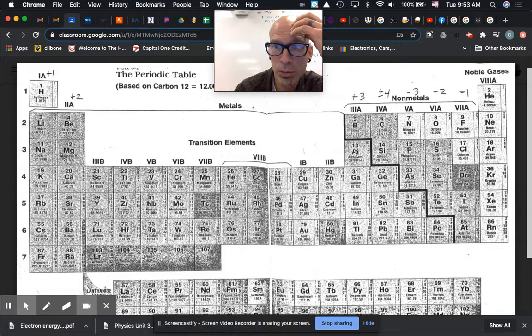Okay, aluminum, left side of the line. It's not one of the metalloids. It is a metal. And then next we have carbon. Carbon is a nonmetal.